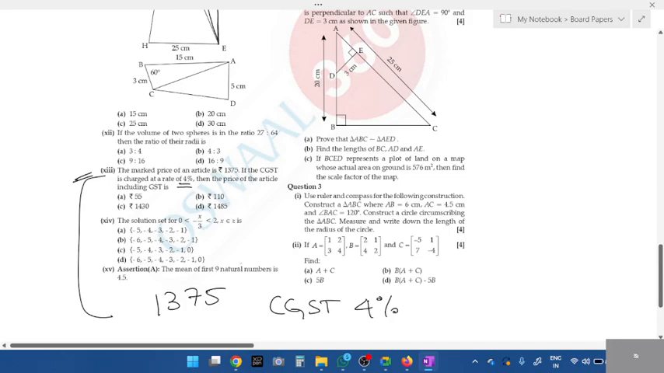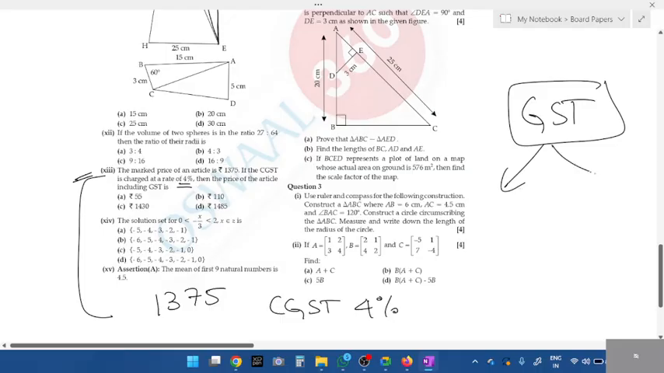Okay, now the GST topic. When it comes to GST, GST is the actual concept. If you split that into two, if GST is 10%, what will be the value of CGST and SGST?